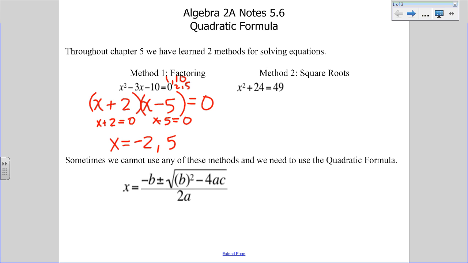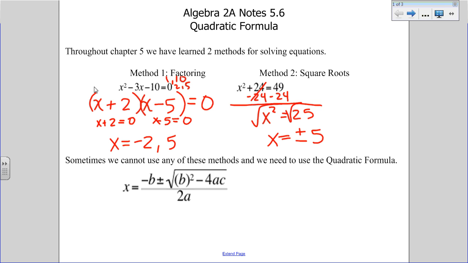The other method we learned was square roots, where we undid our operations. So we go through and undo adding 24 by subtracting 24. And then we take the square roots. Because we're taking the square root, we include the positive and the negative square root. And that gives us 5.